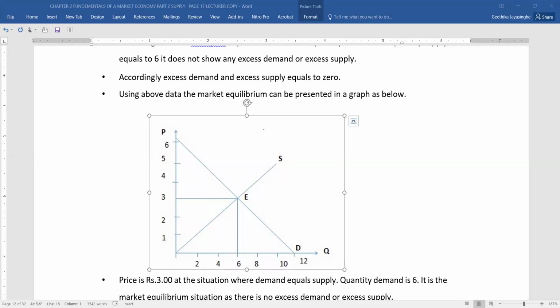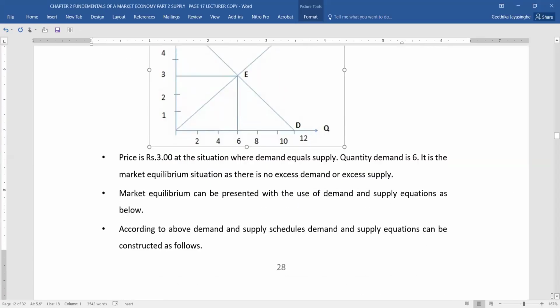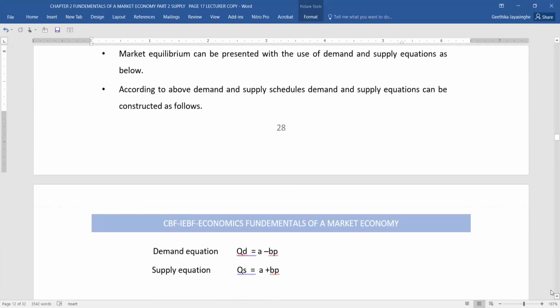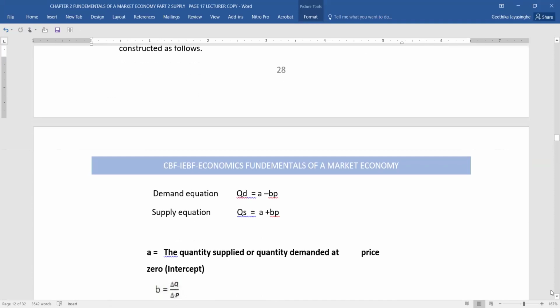Then we go down further a bit. This is all explained in your note. Then we go to the equation. The equation is given. As I told you, there is a demand equation and a supply equation. Demand is a function of price, and supply is a function of price. At the same time, there is the intercept, which is also different.